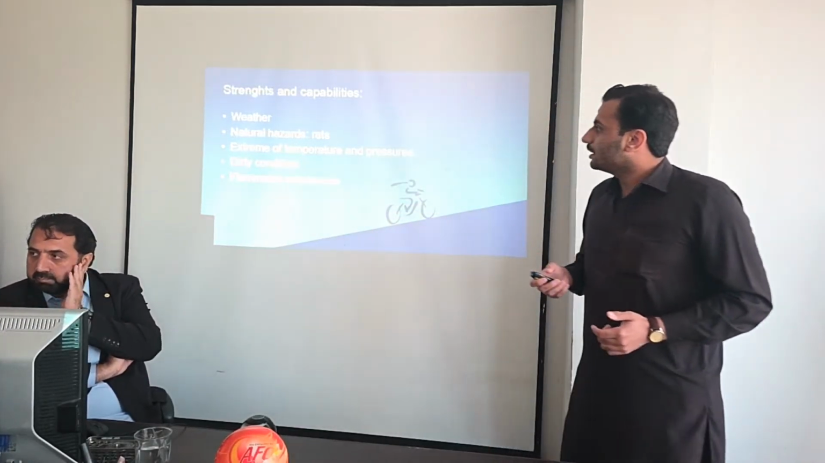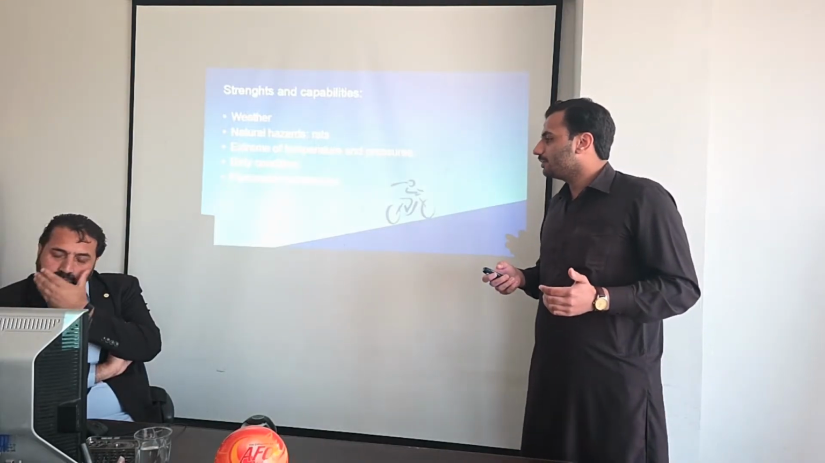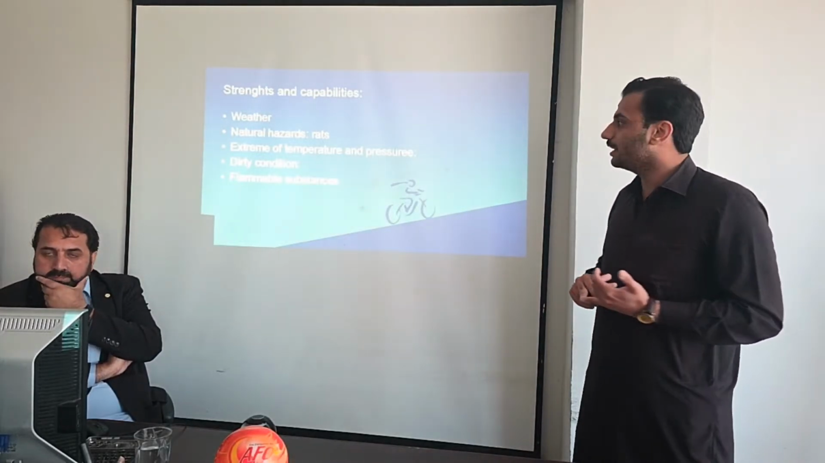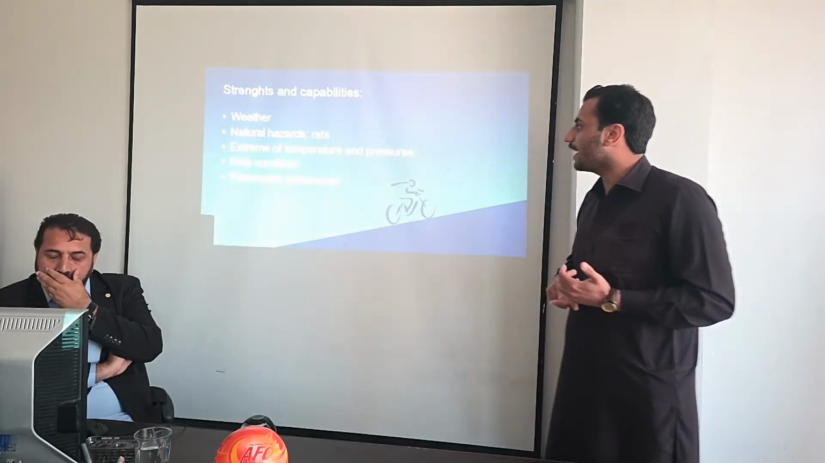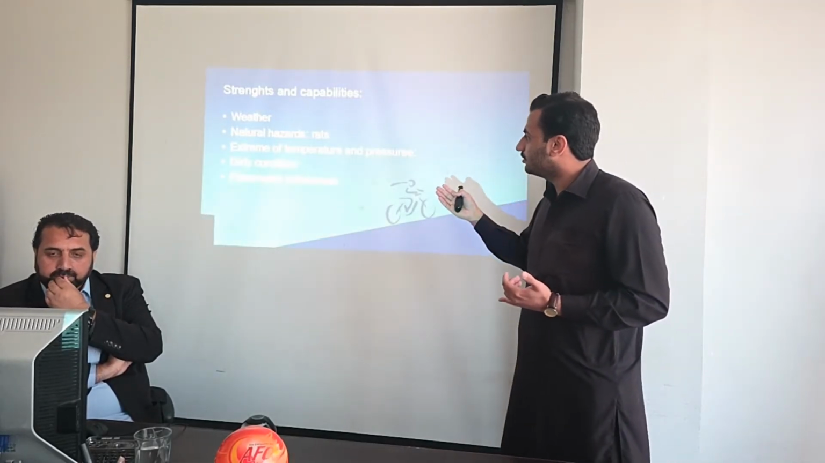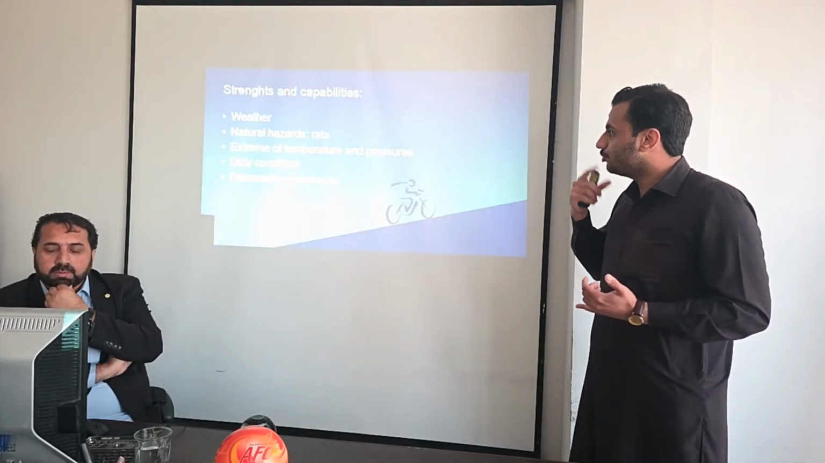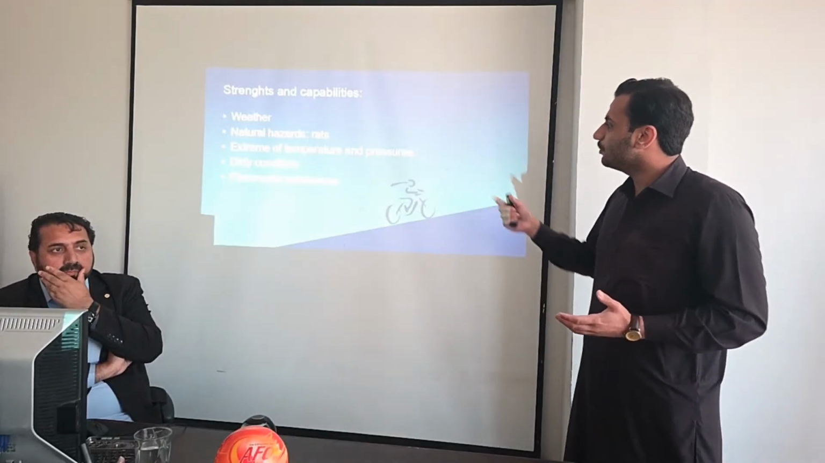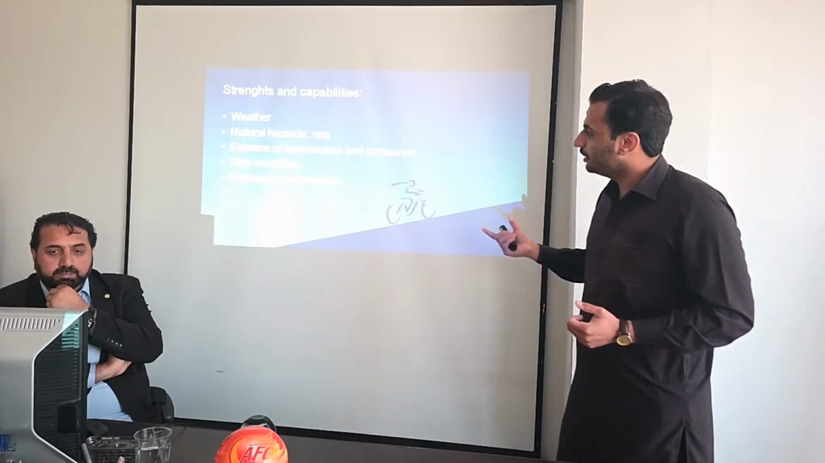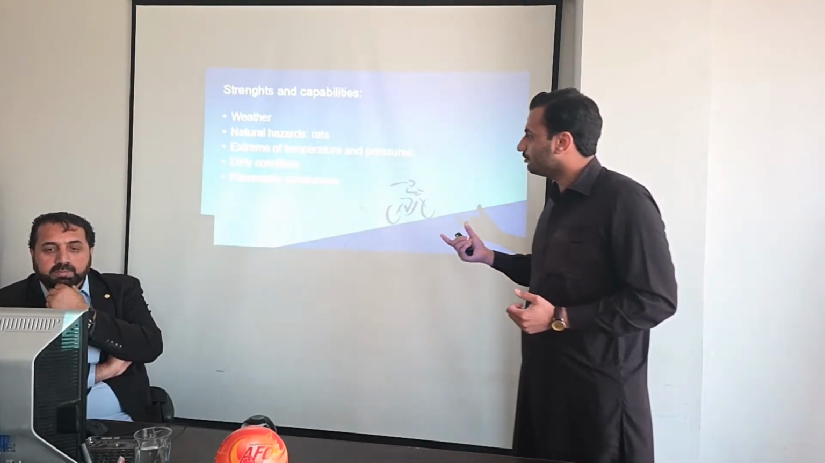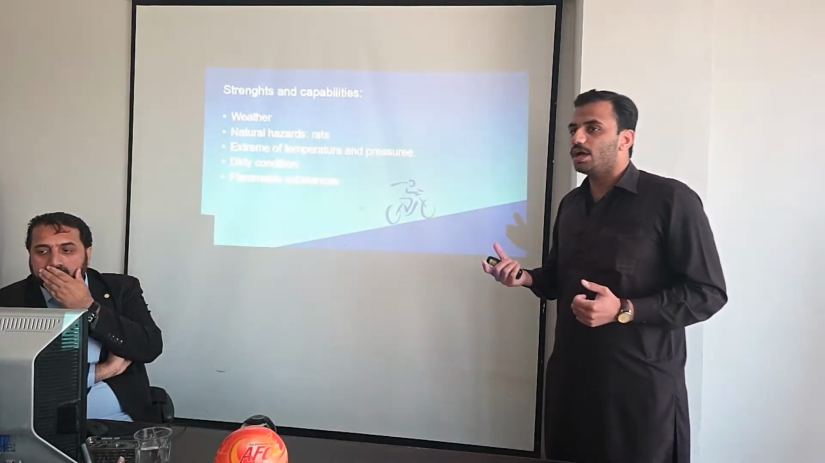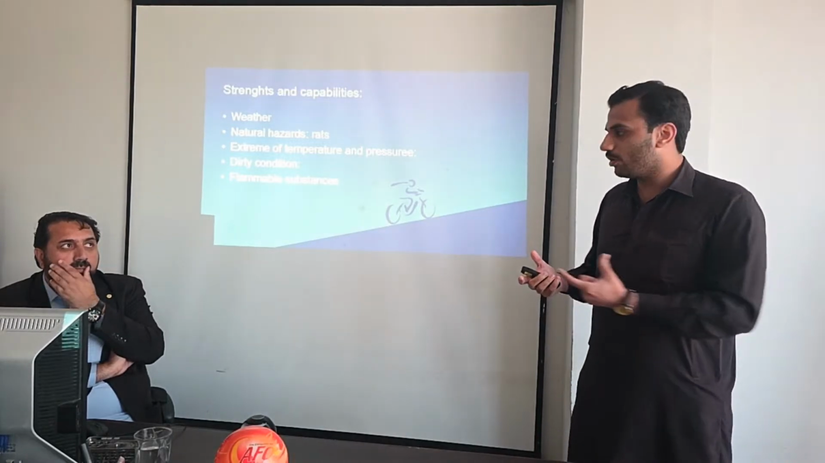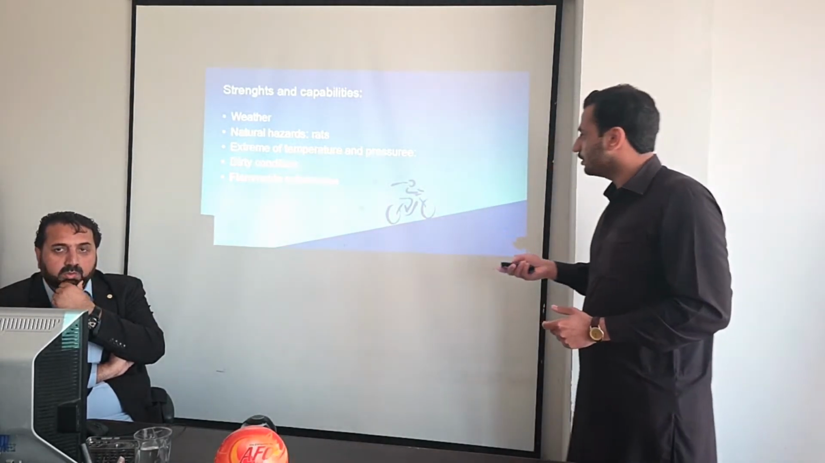Okay, so what are the factors which can affect electricity and its control measures? Number one is weather. If there is bad weather, it can affect the electricity and its maintenance. Natural hazards, like the example I added of rats. Rats sometimes chew the cables, and they can affect the maintenance of electricity. There are also extremes of temperature and pressure. Sometimes there are dirty conditions, and last but not least is flammable substances. Flammable substances are those which can ignite, or hot work which can be a source of ignition. Good.